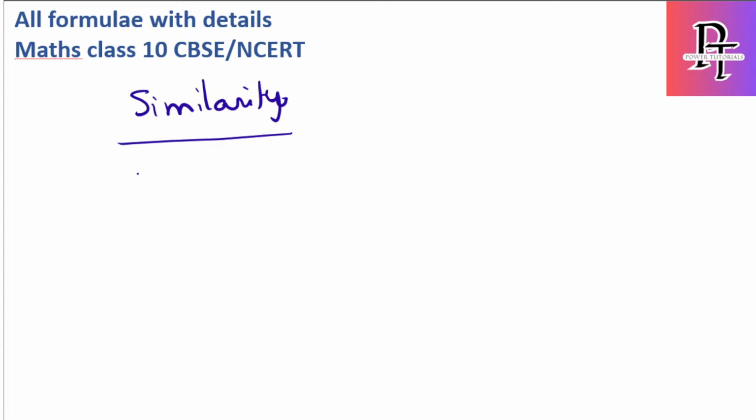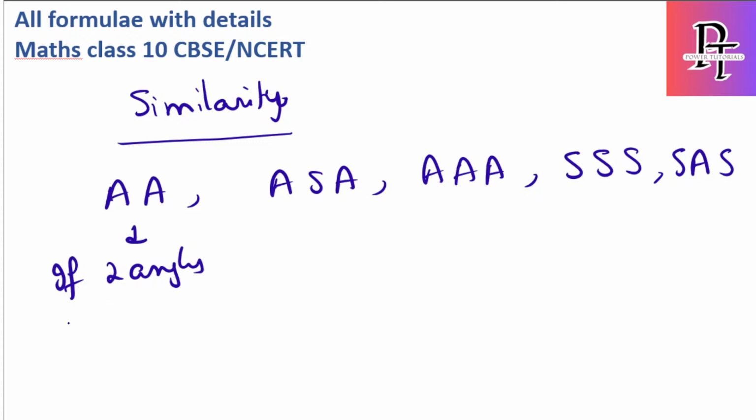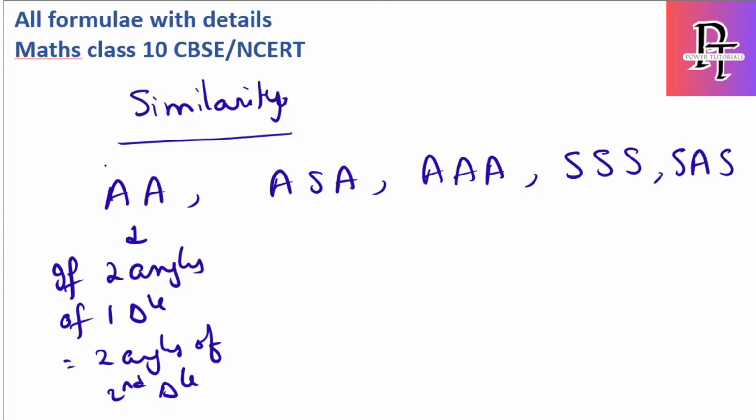So what does similarity mean? We have four types of similarity: AA, angle-angle similarity; ASA, angle-side-angle similarity; SSS, sides proportional similarity; and the last one, SAS similarity. If two angles of one triangle are equal to two angles of another triangle, then both the triangles are similar. In the same way, I'll write the triangles here.